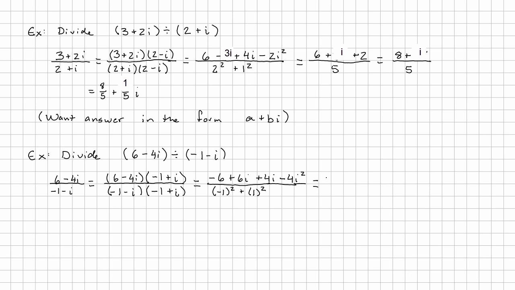So we'll have -6 plus 10i. Remembering that i squared is -1, we have plus 4 all over 2. So we've got -2 plus 10i all over 2. And finally, distributing that division, we get -1 plus 5i. And that's the result of that division.